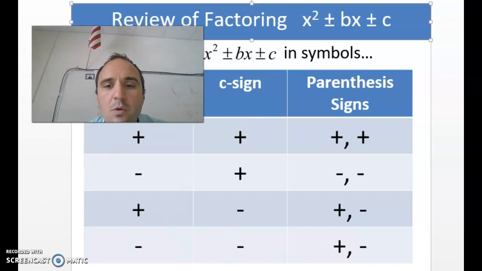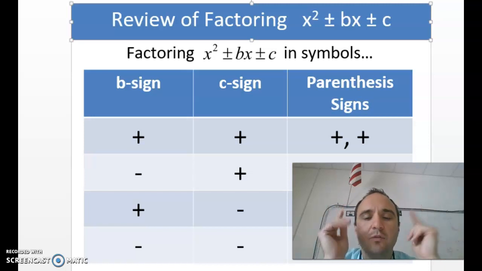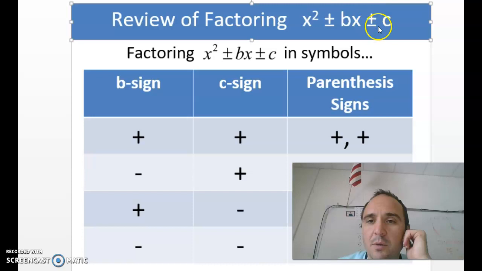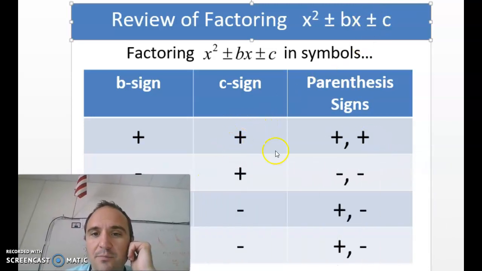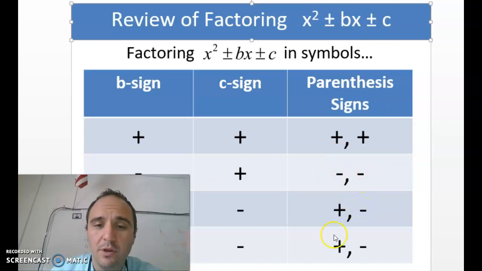Hi everyone, we're going to be going over these rules again just to reiterate the rules for factoring. So rule number one, if the back sign is a plus, the number in front of the C is a plus, the answers are going to be the same, plus plus or minus minus. If the back sign is a minus, we're going to have one plus, one minus.